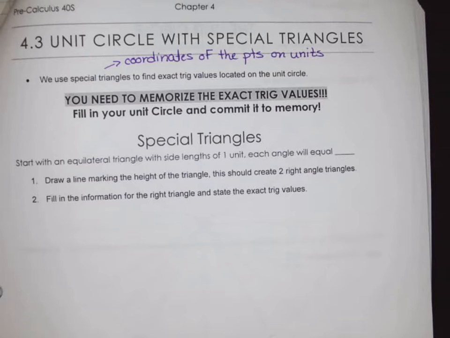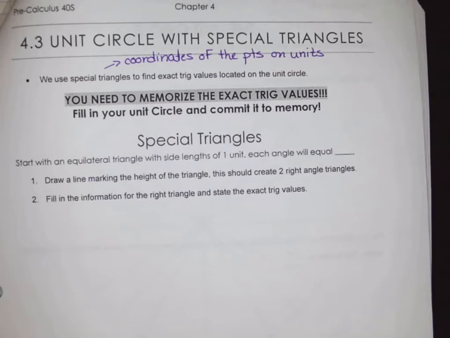Okay. So what I want you to do is draw me an equilateral triangle with side lengths of 1 unit. What is equal? Okay, let's start there. They're all equal, right? So if all the sides are equal, what are my angles equal to? 45. Thank you. That was tough.